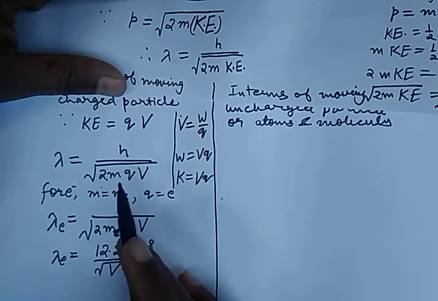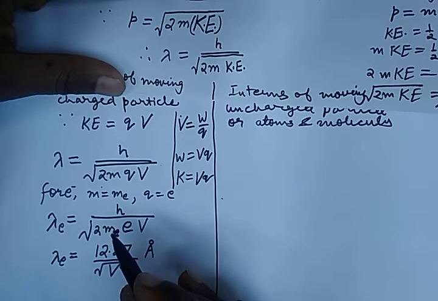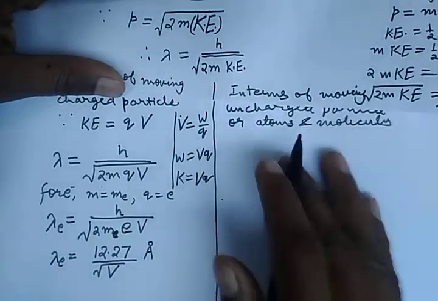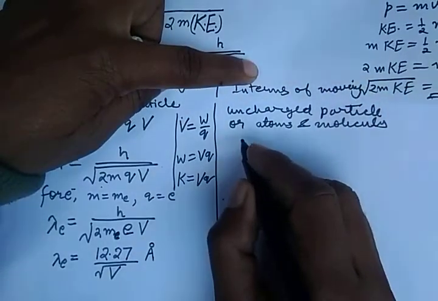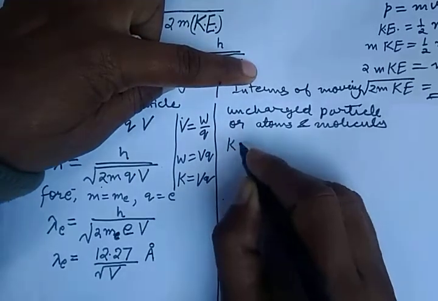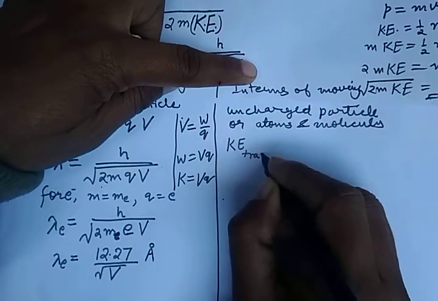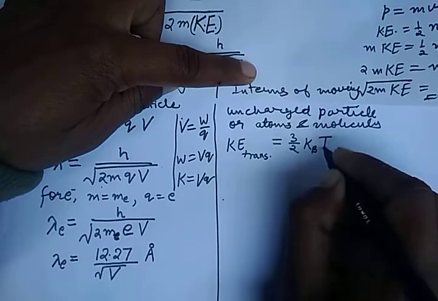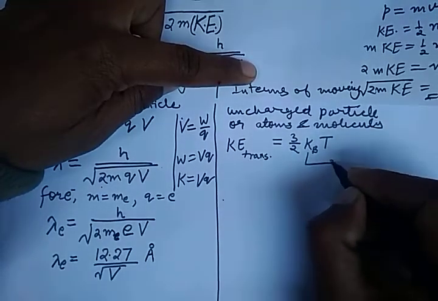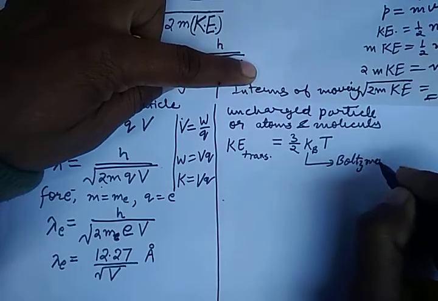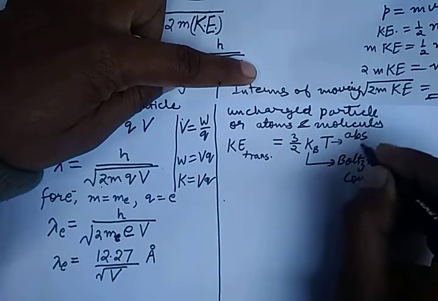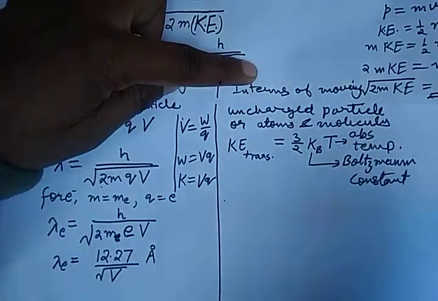For proton, mass will change, so here this term will change. Then this exact value should not be placed, but there is an idea for that also. We can do a trick for that also. So all right, right now I'm jumping here. So here the kinetic energy, we know that for a single particle, the translational kinetic energy for a single particle is given by 3/2 k_B T. Now what are these? k_B is the Boltzmann constant, and T is the absolute temperature. So we can put it there.